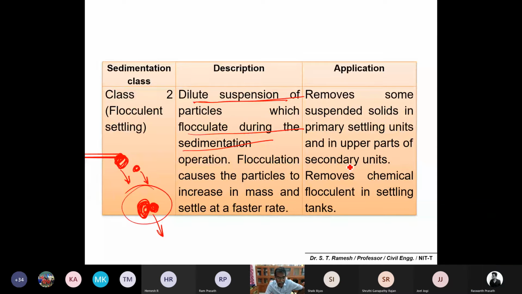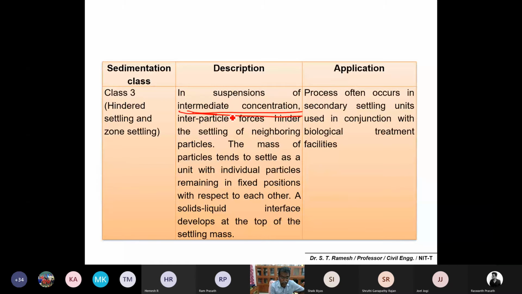Third one is hindered settling or zone settling. Here, this may happen at an intermediate concentration. Interparticle forces hinder the settling of the neighboring particles. The mass of particles tends to settle as a unit, with individual particles remaining in a fixed position with respect to each other. A solid-liquid interface develops at the top of the settling mass. That's why I told you, each and every section of particles with uniform size and shape will move downwards zone by zone. That you can simply call hindered or zone settling.